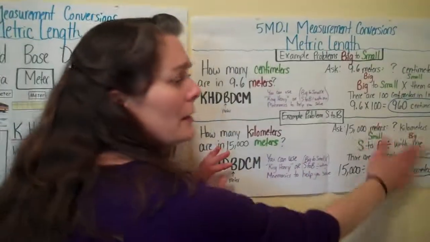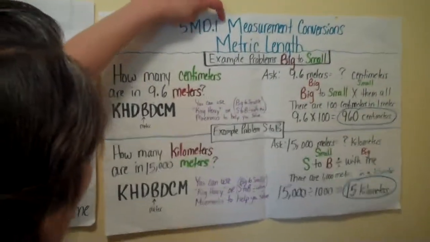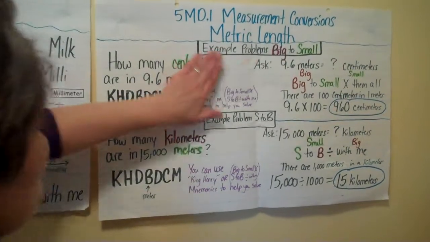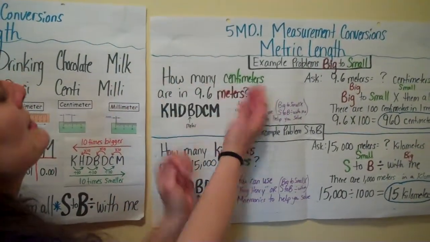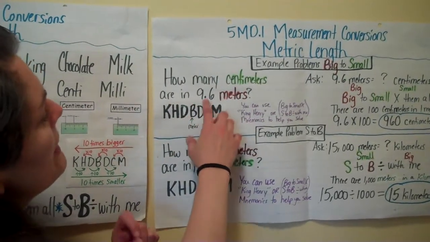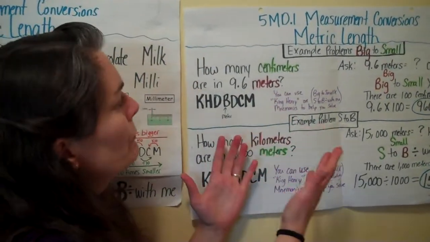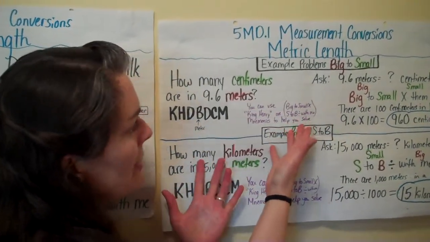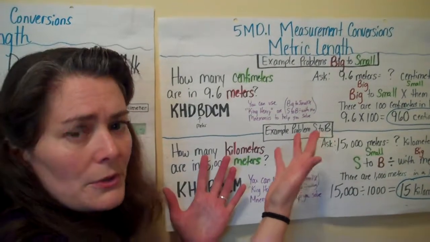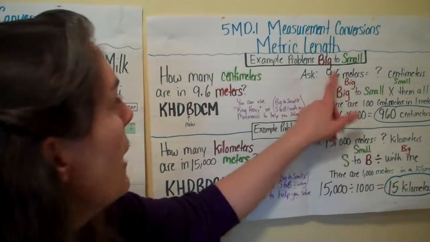So if we go over here, can you see this good? So we have 5.MD.1, measurement conversion, metric length, and here are some example problems of how you would solve for this. If the question asks how many centimeters are in 9 6/10 meters, you can do this two ways. You can use big to small, times them all, or you can use King Henry Died by Drinking Chocolate Milk to help you solve.